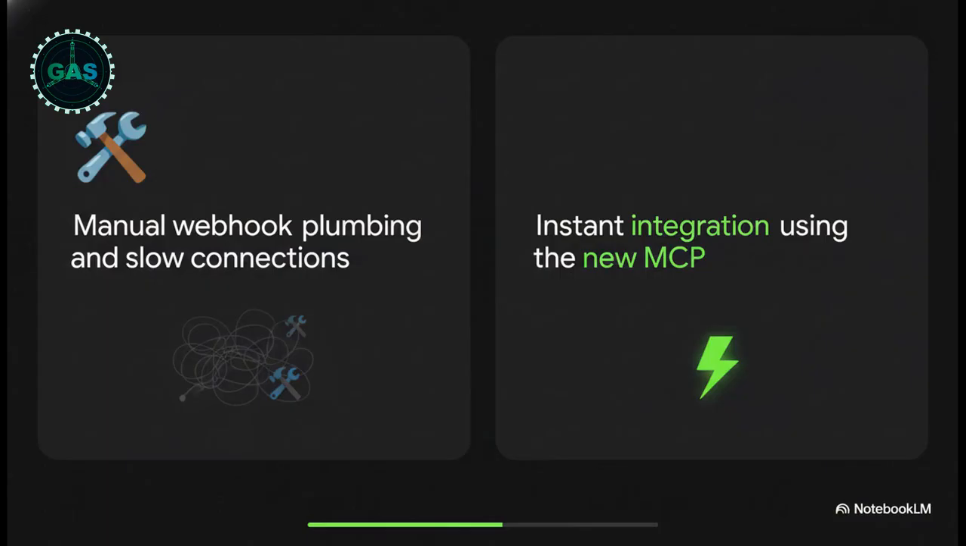The old way required developers to waste expensive hours on manual webhook plumbing. If you wanted a front-end chat interface to talk to your back-end data, someone had to manually map API endpoints, configure JSON payloads, and constantly update those webhooks. The new way? It uses instant MCP integration, completely bypassing that tedious middleware layer.